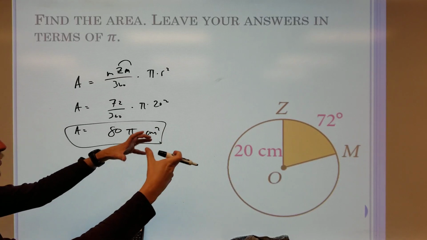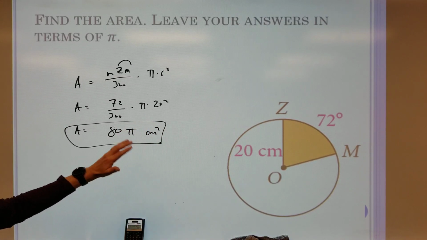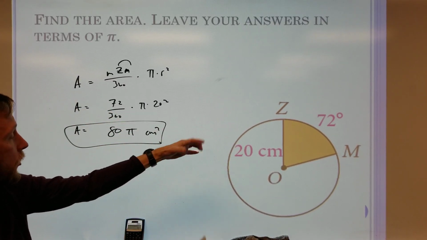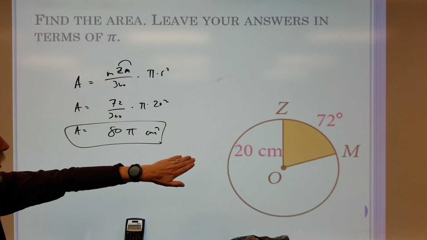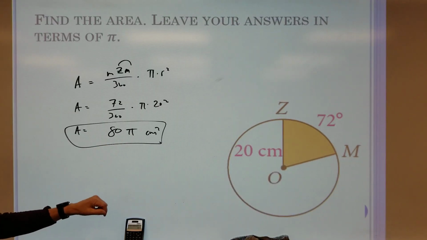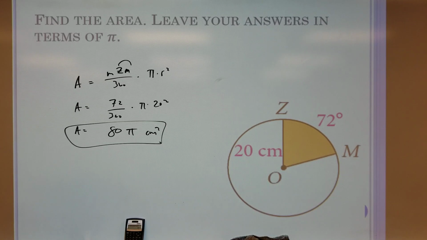The area of the circle would be 400 pi, and this is just a fifth of that. The 72 over 360 is just a fraction of that whole area. So this slice of the pizza pie represents 80 pi compared to the whole area, which was 400 pi square centimeters. All right?